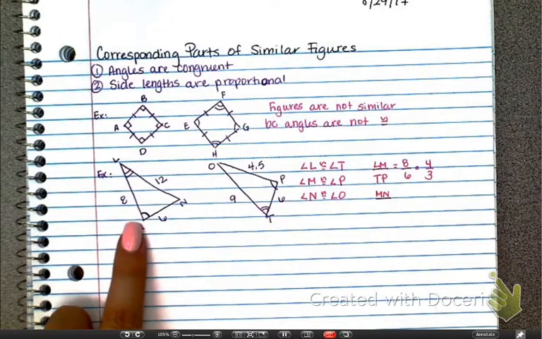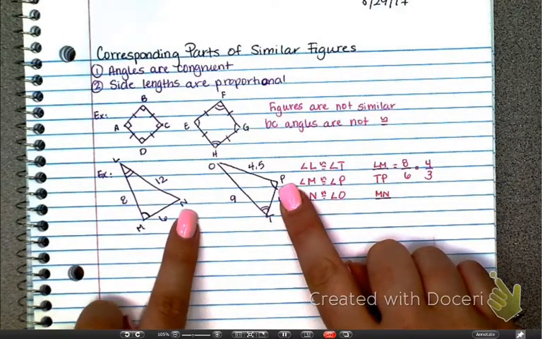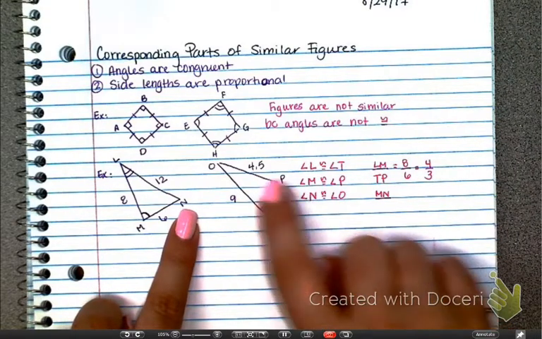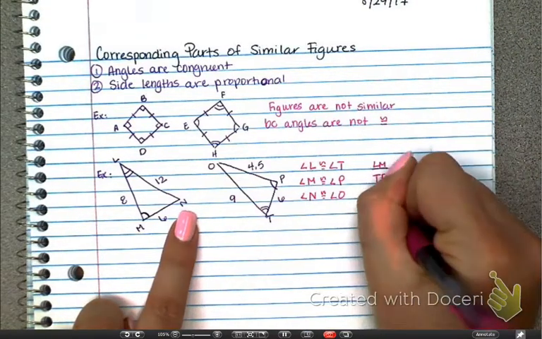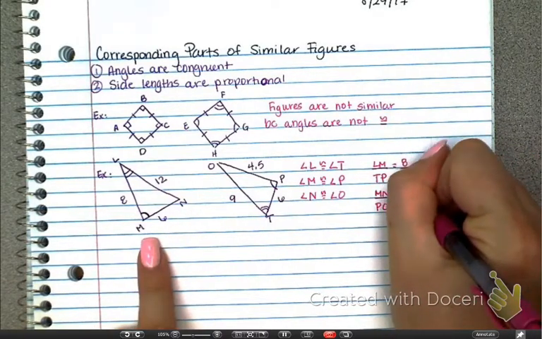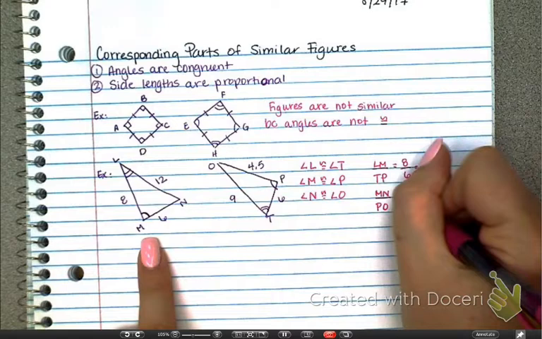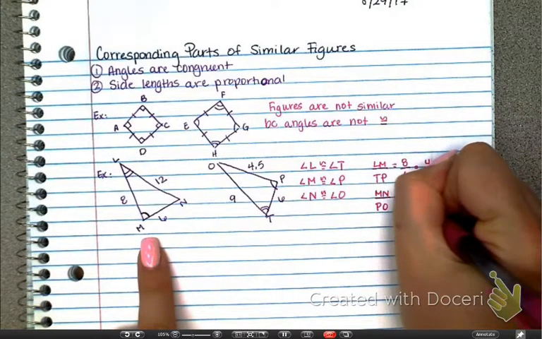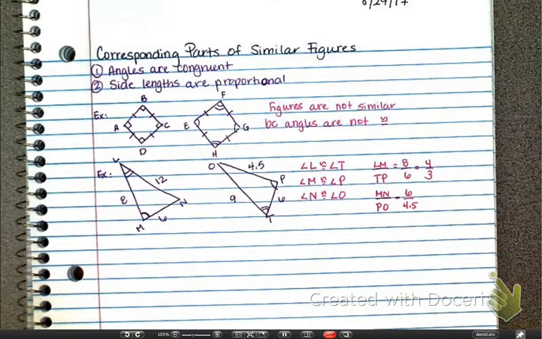PO. I started with the single arc and I went to the one that has no arc. So single arc to no arc is PO. So MN is 6. PO is 4.5. Do we remember how we fixed that decimal issue?